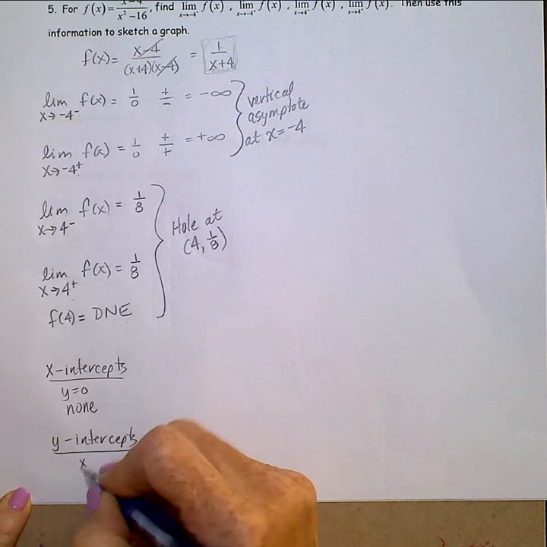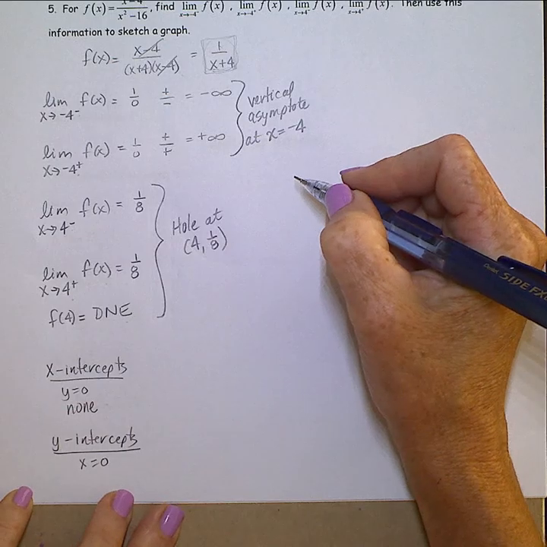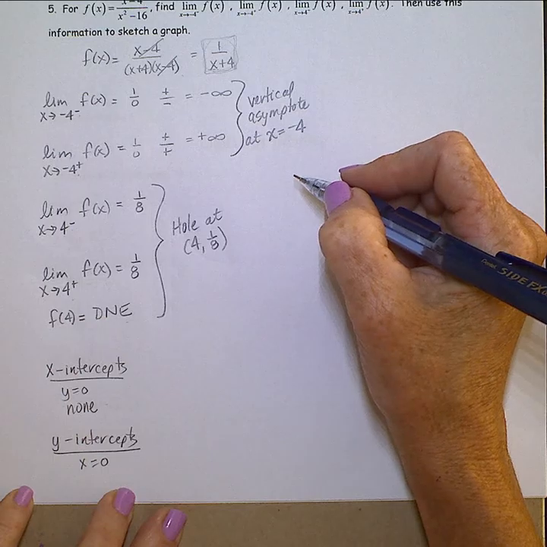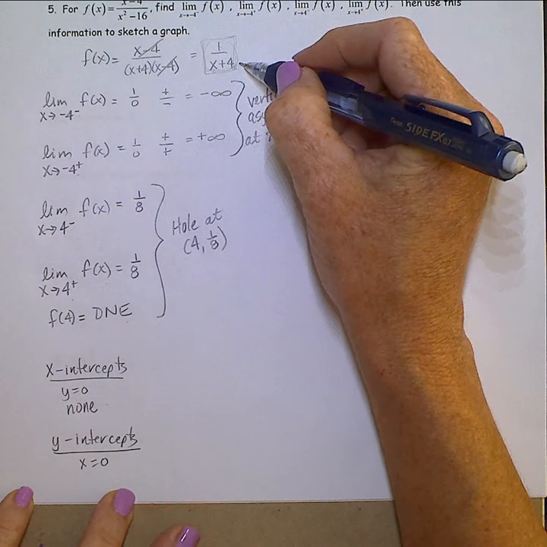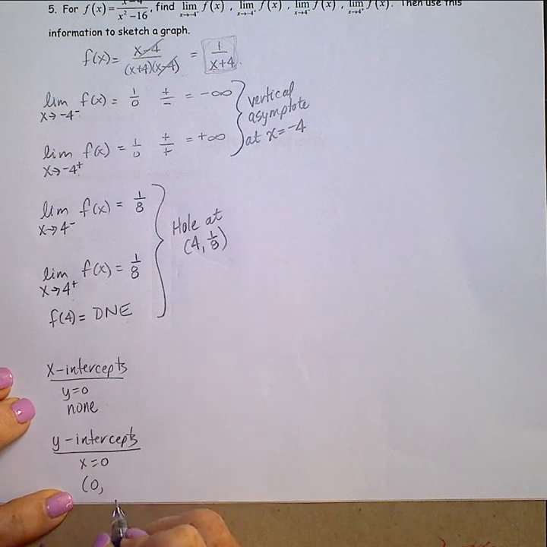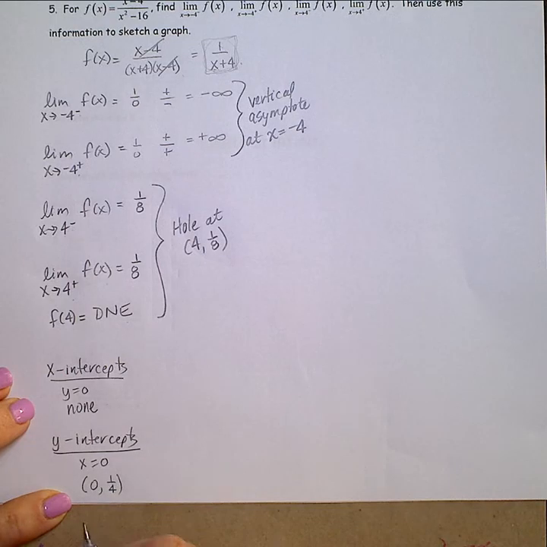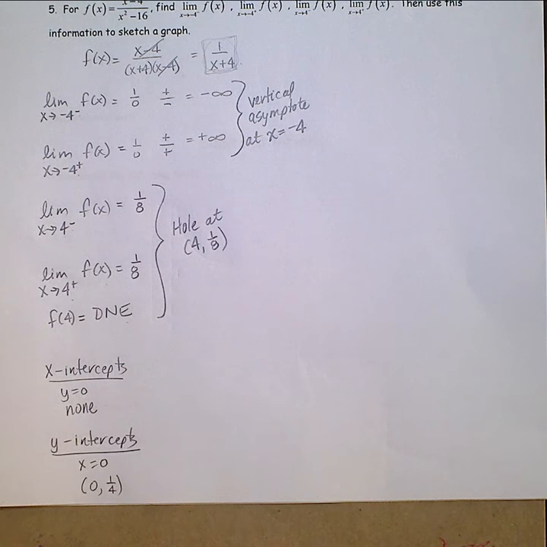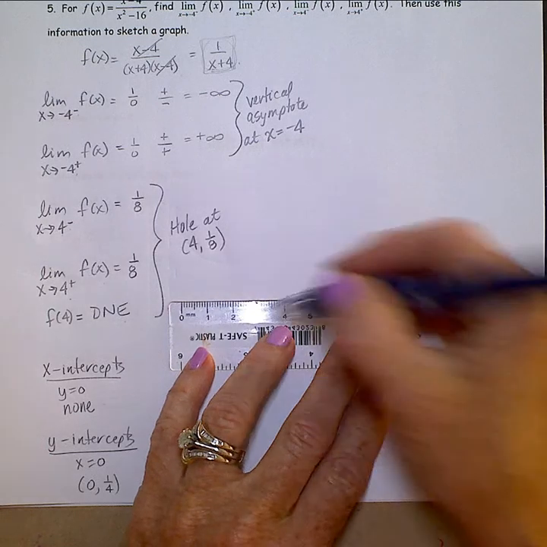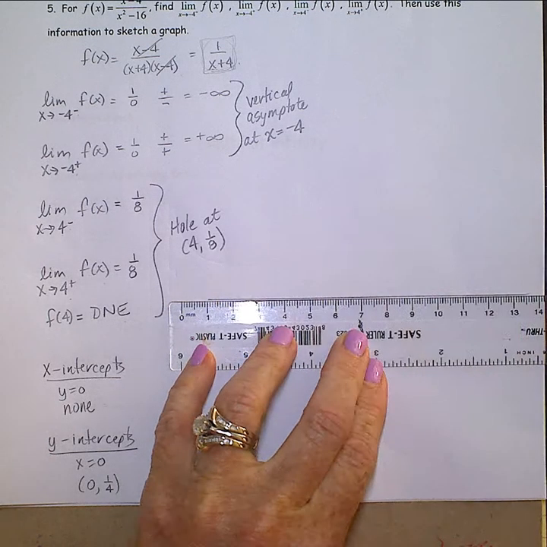Y-intercept happens when x is equal to 0. So we're going to plug in x equals 0. And you can go either to the original or to the simplified form, it doesn't matter. What do you get? 1/4, yep. Okay? Andrew, okay? You look puzzled. Good? All right, let's sketch this graph. Use a ruler and mark off your graph as accurately as possible.